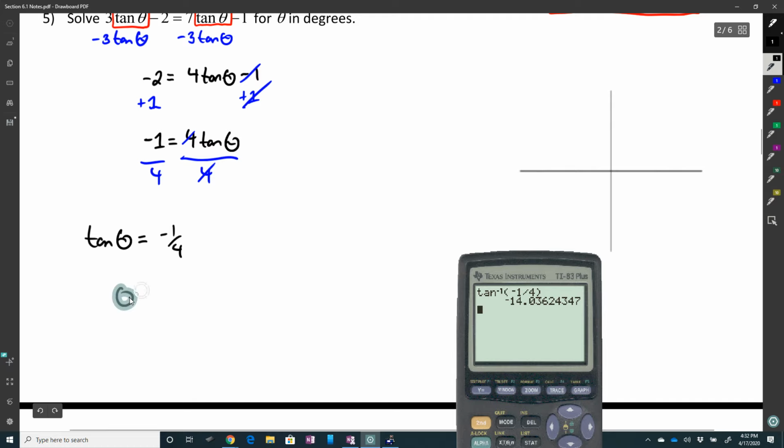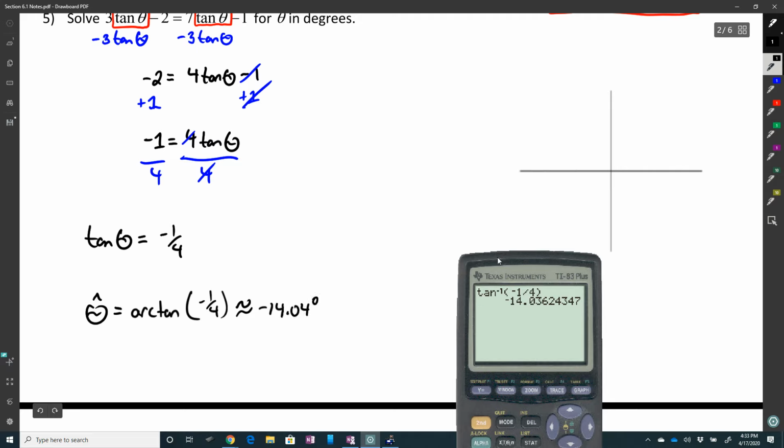So my reference angle, remember the inverse function only gives you the reference angle. It doesn't give you the actual angles. So inverse tangent, or if you want, you can say arctangent. Why is it not erasing? That's weird. There we go. So I can say arctan if I wanted to. Anyway, when I do it, I'm going to approximate negative 14.04.